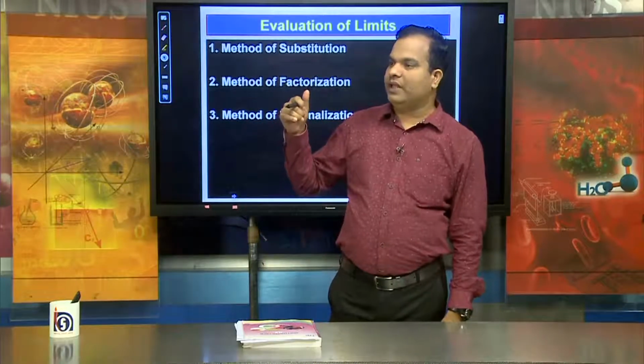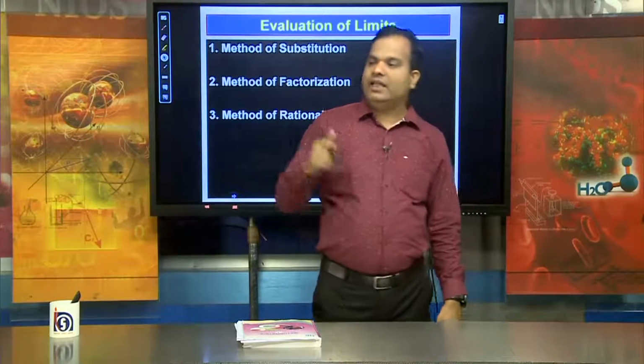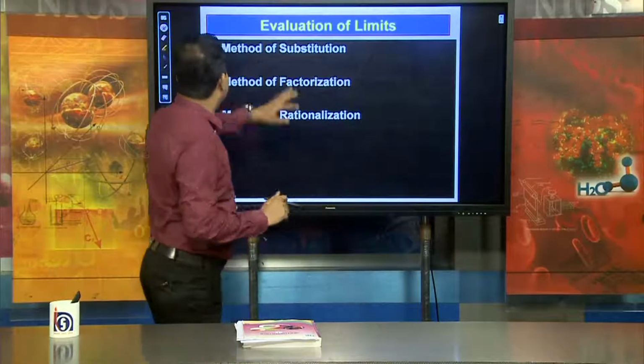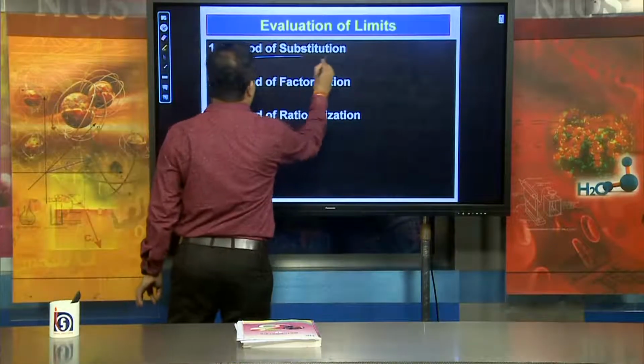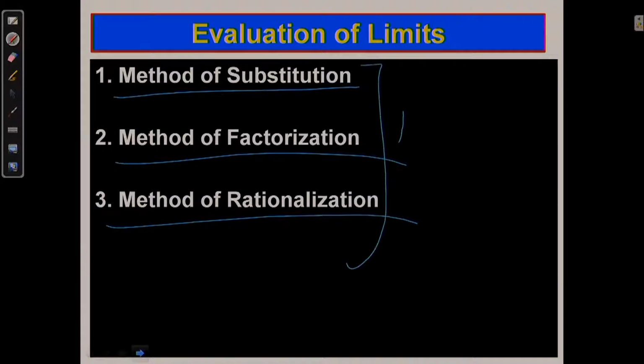We can also call them approaches. With these approaches, with these techniques, we can find the value. One of the very important techniques is the method of substitution. One is the method of substitution, another is the method of factorization, and the third is the method of rationalization. These are the three very prominent methods to find out the limit of a function.